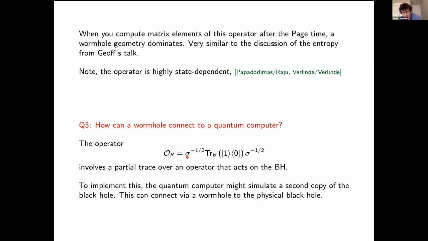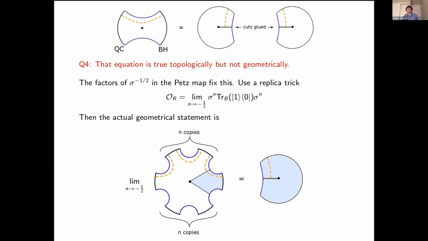And you could imagine that to implement this operator, a quantum computer might simulate a second copy of the black hole. And it's this simulated copy of the black hole that can connect by wormhole to the physical black hole. That's actually what's happening in these wormhole geometries. Okay, and then the final question. This equation, this basic picture of the wormhole here, inducing the geometry that we wanted on the black hole side, this thing is true topologically, but it's not correct geometrically. Like, the conical angles don't work out at this point.